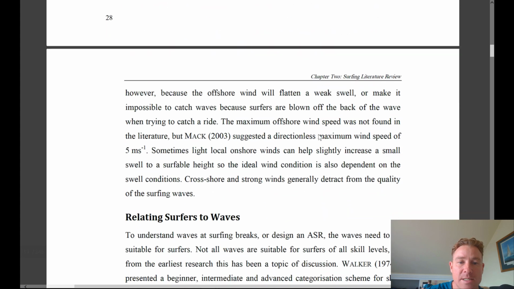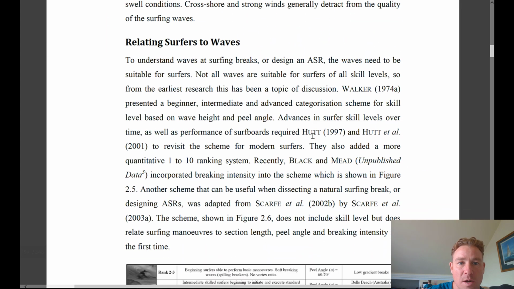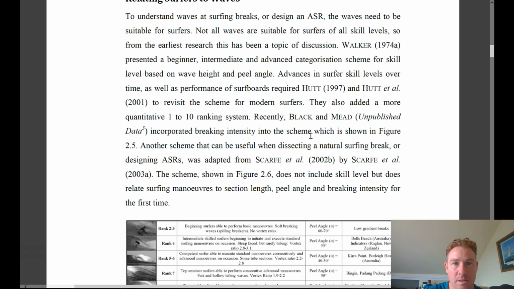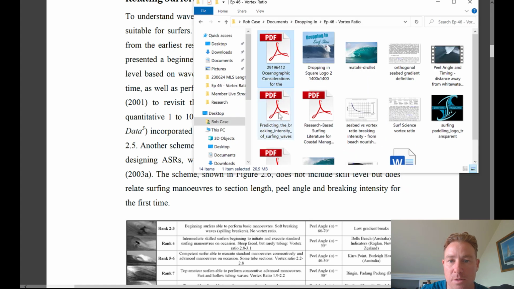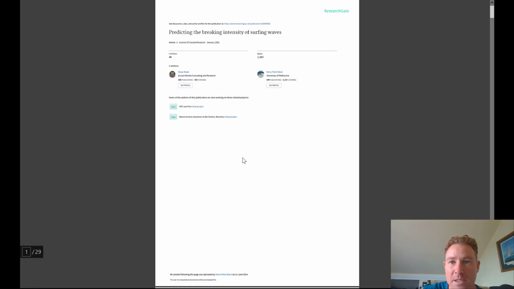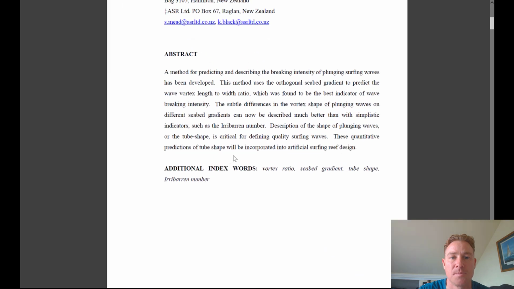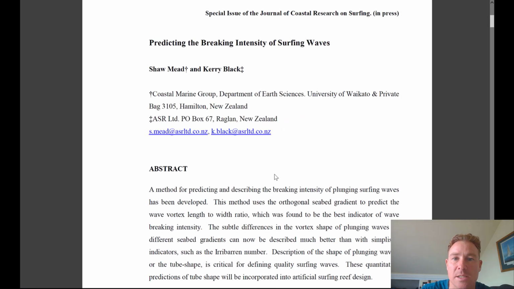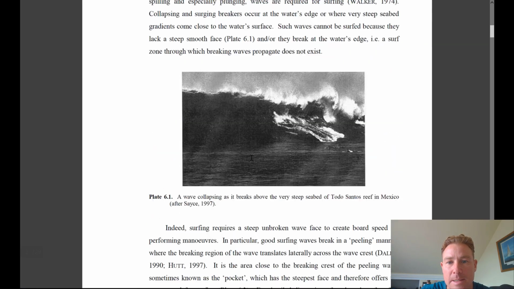They go on to say in this study, they talk about some winds, onshore, offshore, and then they get into the first of the three things that I want us to talk about, which is the skill level assessment. And I'm going to pause there, and we're going to go into vortex ratio in a little bit more detail and then come back to this. So let me go to the study here for vortex ratio that was done in 2001. It's called Predicting the Breaking Intensity of Surfing Waves by Shaw Mead and Kerry Black down in New Zealand.